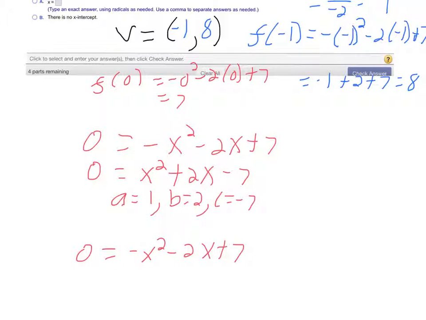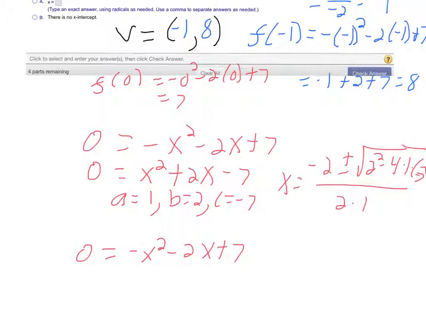If you remember, the quadratic formula is x equals minus b plus or minus the square root of b squared minus 4 times a times c, which is negative 7. That's a negative 7 there. It's all over 2a. Then you have to simplify that. I'm going to stop here because it takes a while to post a 6-minute video.